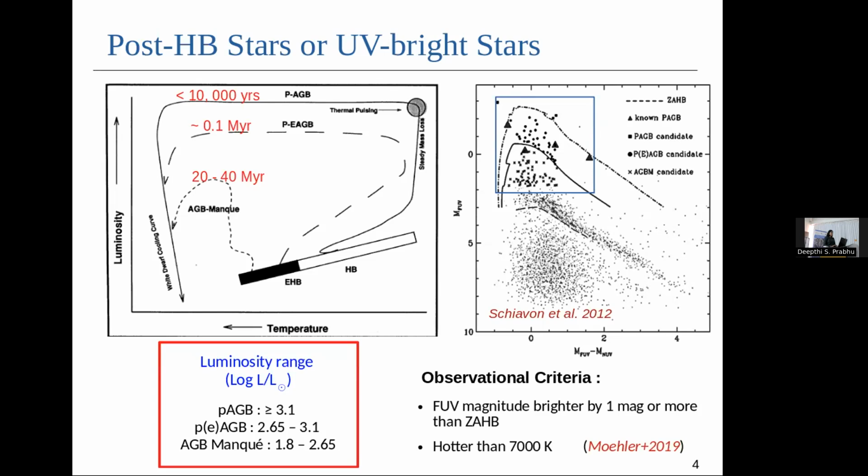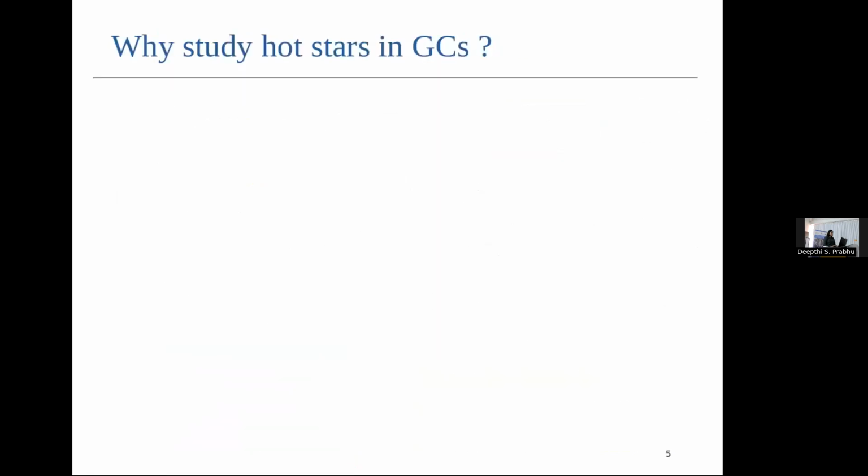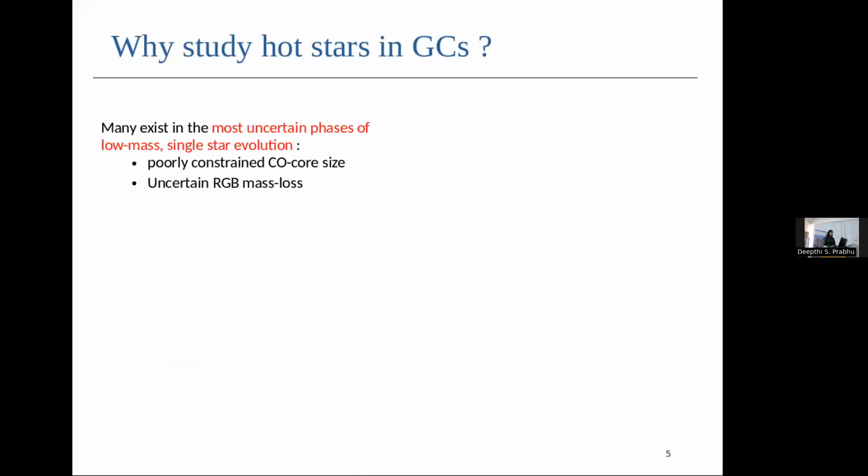So it is increasingly becoming important to identify and characterize these stars, not only to understand their evolution, but also to predict how white dwarfs will form and evolve from these stars. So what is the importance of studying these hot stars in globular clusters? Many of them, as I said, exist in uncertain phases in the evolution of low mass single stars, mainly because their single star mass loss is poorly constrained and the mass loss along the RGB is also poorly constrained. These factors determine how the stars come onto the horizontal branch and the evolution beyond the horizontal branch.